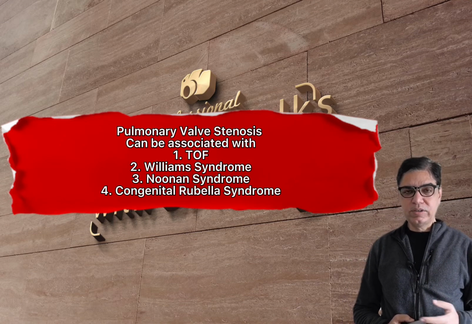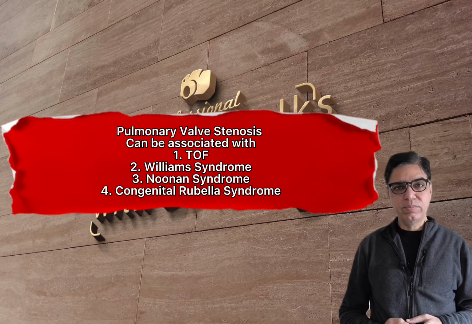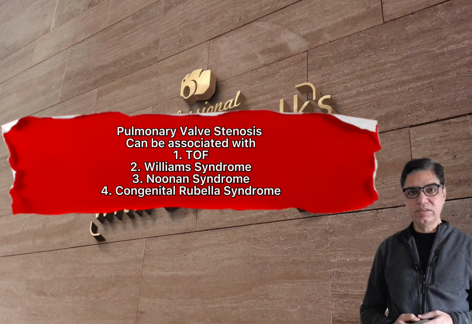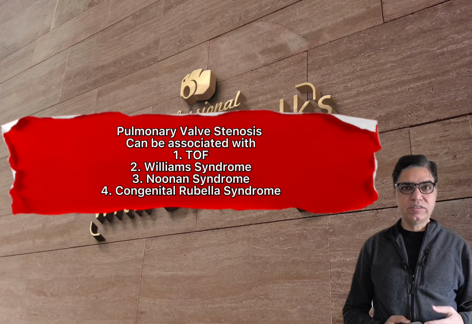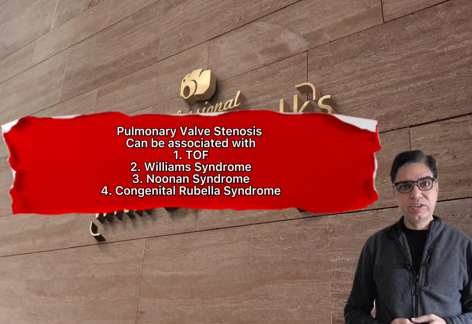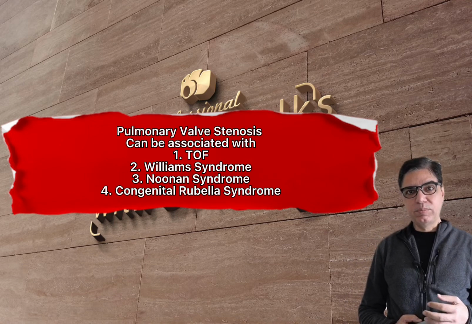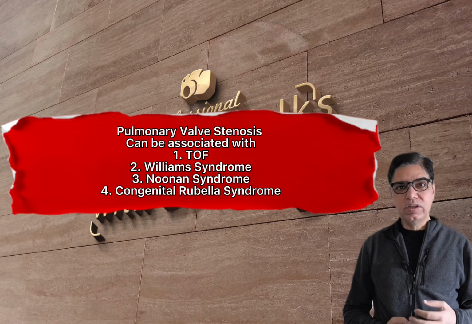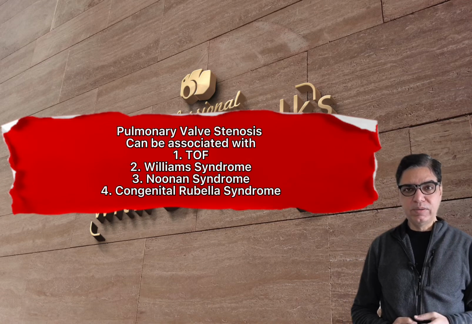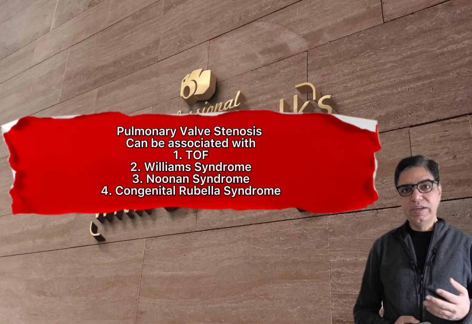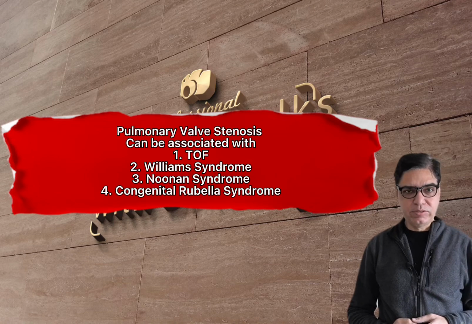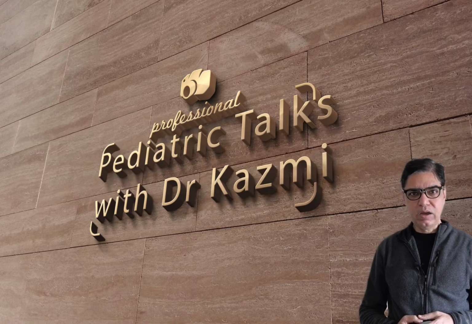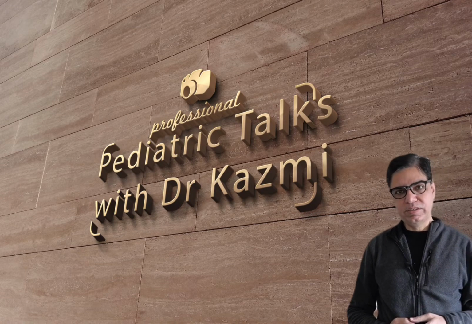And last but not the least, it can be associated with congenital rubella syndrome. Now, in congenital rubella syndrome, the fetus gets an in utero rubella infection, and then it leads to problems with the development of the organs. Especially, it can lead to problems with the development of the right side of the heart, leading to congenital pulmonary valve stenosis. Now, the question is how it presents.